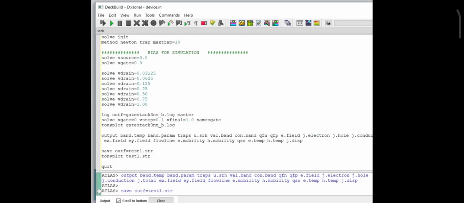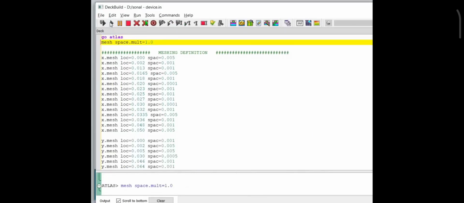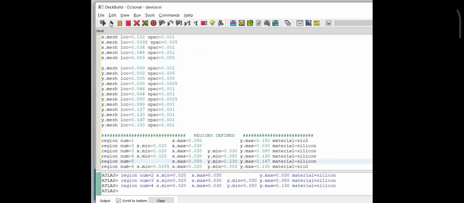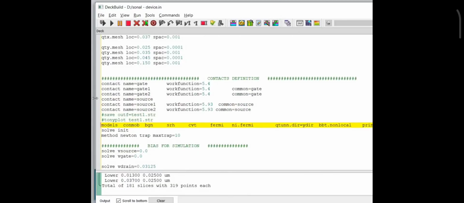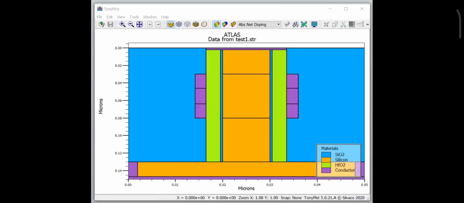When you run this code, you will get two files: one file for the structure and one file for the log. This is the structure file, the triple metal gate curve function. And this is the HfO2 layer. This is the SiO2 layer for gate stacking. We have divided the source, drain and channel region, but we are applying uniform doping, approximately 10 raised to power 19 per centimeter cube.